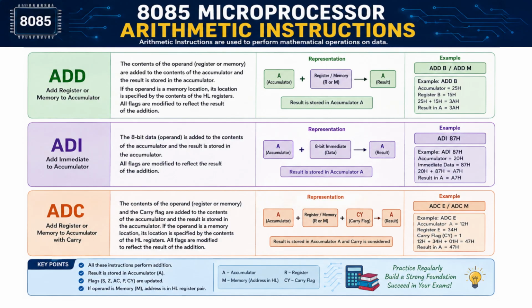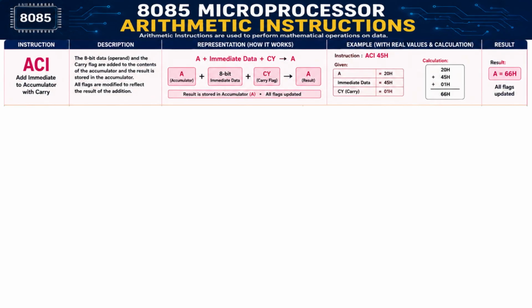ADC adds the register or memory along with the carry flag. For all these three instructions, the result is always stored in the accumulator. If the operand is M, it refers to the memory location addressed by the HL register pair. Finally, all the status flags, sign, Z, auxiliary carry, parity, and carry, are updated after the operation. Now that we have understood all these three instructions, let's move on to the next set of arithmetic instructions.